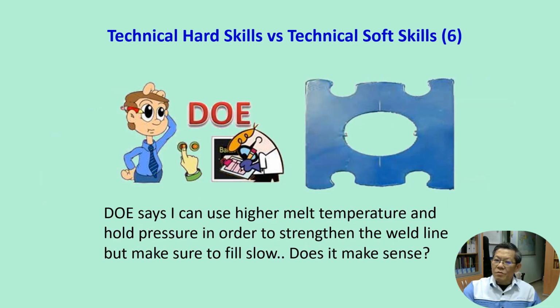Here, a plastic injection molder has conducted a design of experiment to optimize the strength of a weld line on the molded part. The DOE result indicates a higher melt temperature and hold pressure, but cavity fill must be slow. Why slow? This has confused the molder. Sometimes running a DOE without considering the processing knowledge may give nonsensical results. Technical soft skill learning on process knowledge will train workers to use common sense based on science.